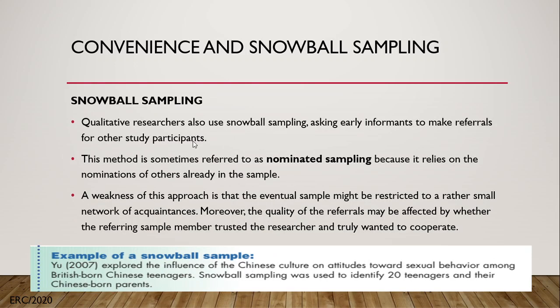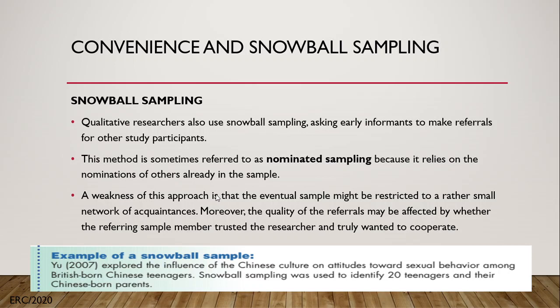Next, the snowball sampling. Qualitative researchers also use snowball sampling, asking early informants to make referrals for other study participants. This method is sometimes referred to as nominated sampling because it relies on the nomination of others already in the sample. A weakness of this approach is that the eventual sample might be restricted to a rather small network of acquaintances.